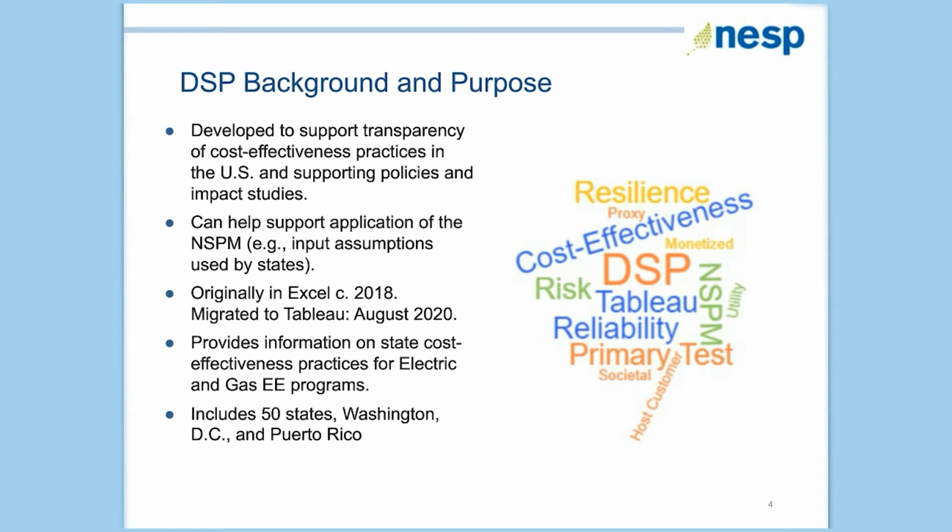The DSP was developed to support transparency in cost-effectiveness practices. We really want states to be able to see how other states and jurisdictions in the U.S. are handling cost-effectiveness, distributed energy resources, and energy efficiency programs. This can also help support states with the application of the NSPM framework by modeling their cost-effectiveness framework after what other states are already doing. This database was originally published in 2018 in Excel and then was migrated to Tableau in August 2020 in order to improve usability. So this includes all 50 states, Washington, D.C., and Puerto Rico.